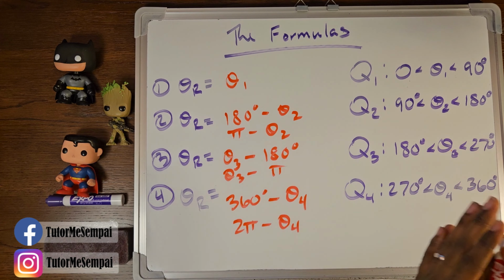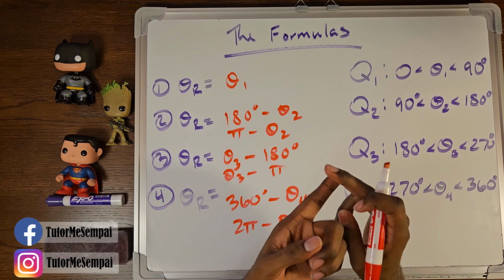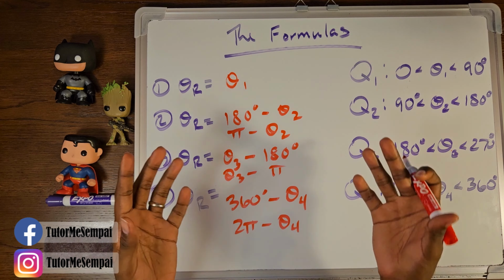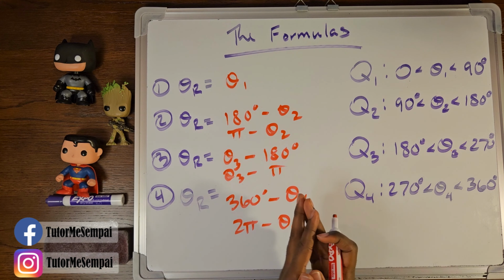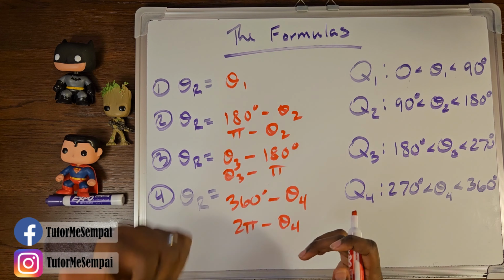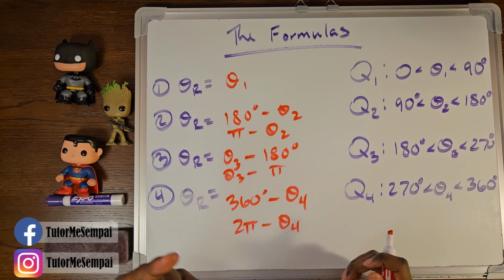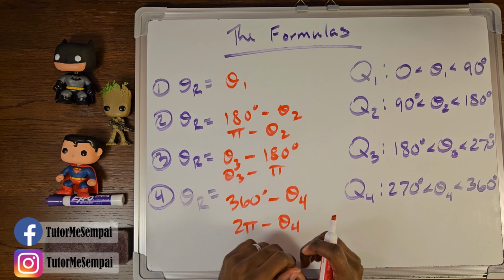So if you're really good with your quadrants and you can tell at a glance where your angle lies in quadrant 1, 2, 3, or 4, and you can remember these easy formulas, you can quickly find your reference angle by plugging in your necessary numbers. Just make sure that if you're in degrees, you're using degrees. If you're in radians, you're using radians. So let's use these formulas for two really quick examples to see how they work.